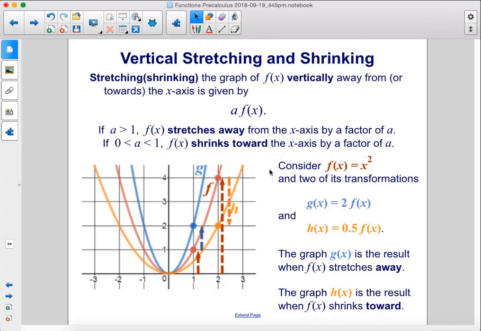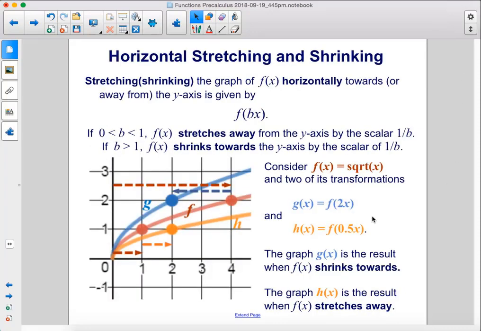Consider f of x equals x squared, here in red, and 2 of its transformations. G of x in blue is 2 times f of x, so here we have a narrower parabola because this point has stretched away from the x-axis. And h of x equals 0.5 f of x, which is the yellow parabola, which is wider. And you can see that same point here has stretched toward the x-axis.